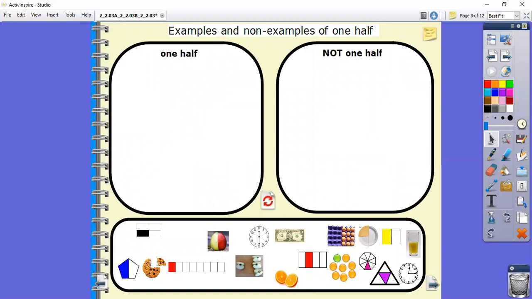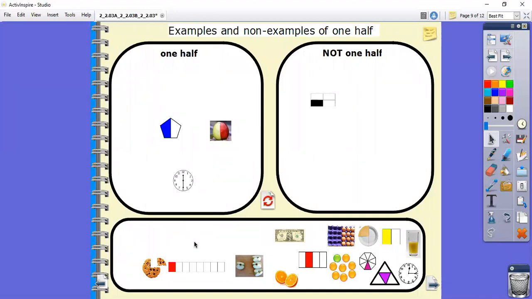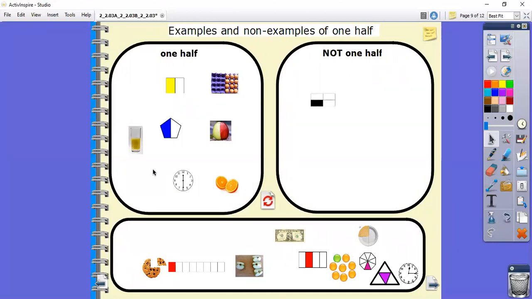Okay, so let's take a look at some things that are examples of half. Look at this picture. That's a half. Oh, this one only has one little piece shaded. That's not a half. Here we have half an apple, half a clock. What else is a half? Oh, look, oranges are in half. Look at these eggs. Oh, I see lots of halves. Look at this cup. Halfway filled with orange juice. I think that's all I see.